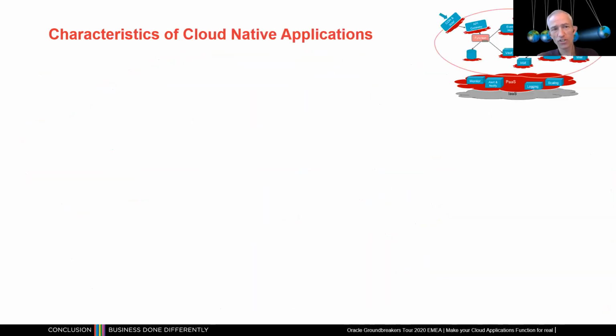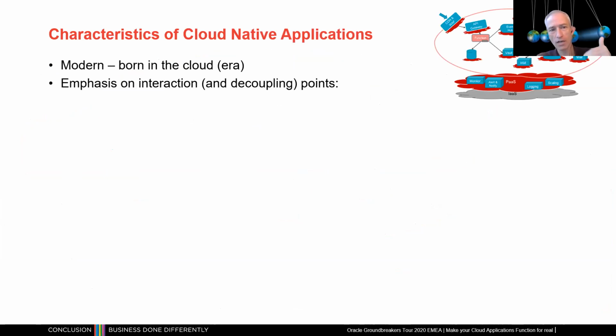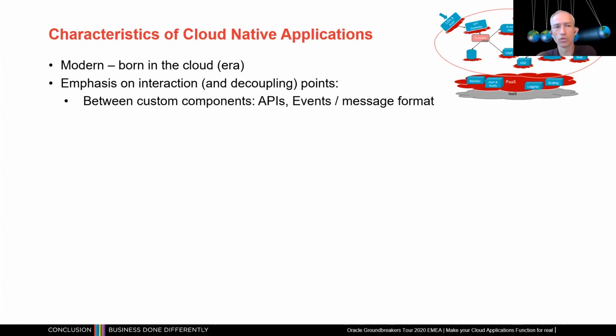So focusing on some of the characteristics of cloud native applications, they're modern, which doesn't mean a thing. They're born in the cloud and the cloud era, which still doesn't mean all that much, but they have an emphasis on the interaction and also on decoupling, especially on the interaction point, but not on the implementation that's underneath or behind that interaction point. It's basically encapsulation, but in a slightly new word.